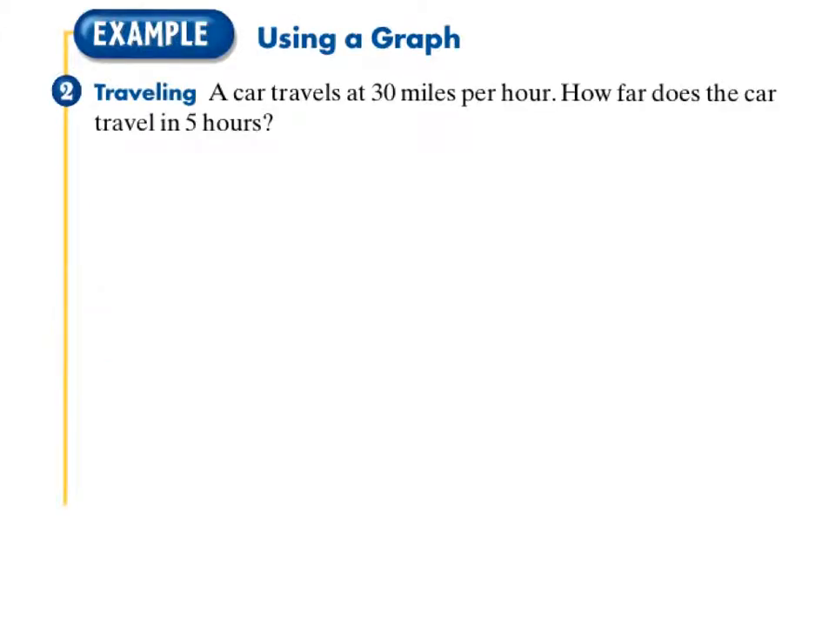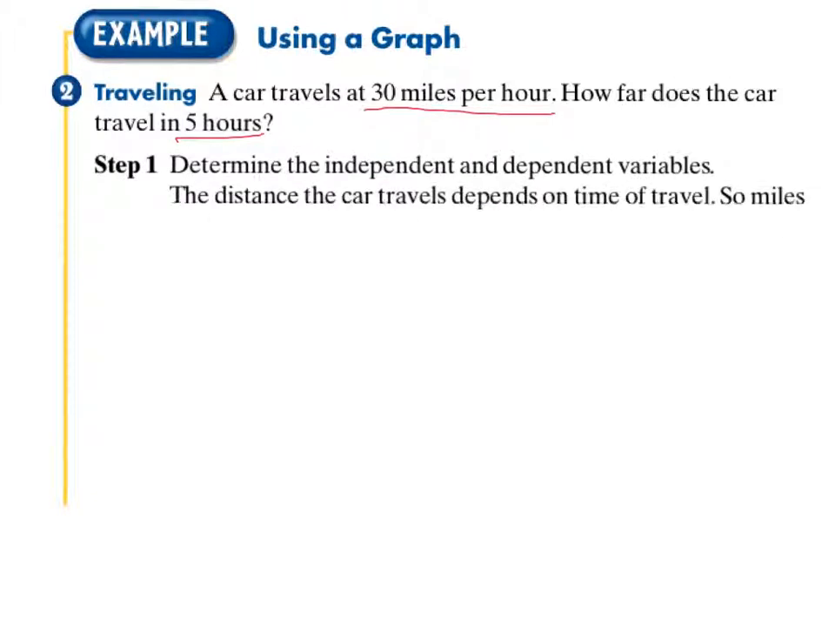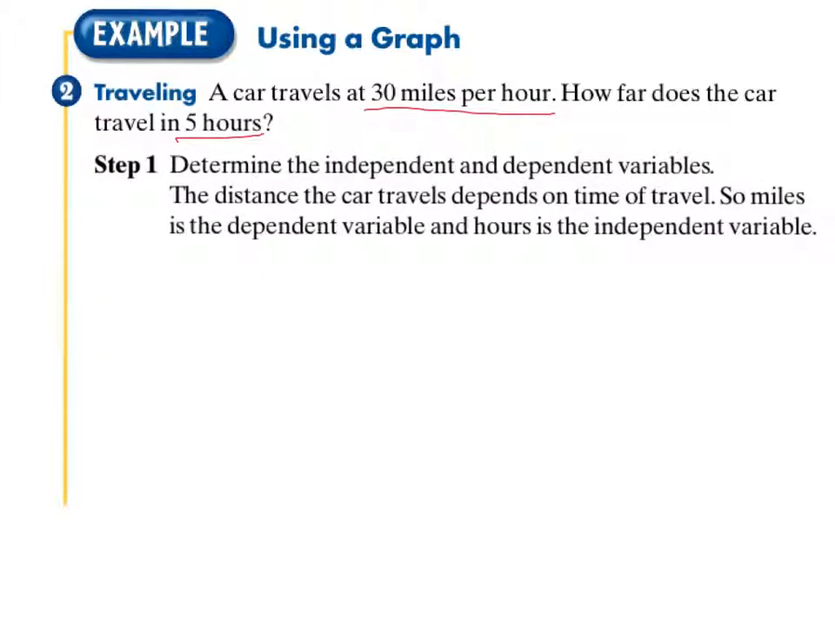Let's look at another example, this one using a graph. Say a car travels at 30 miles per hour. How far does a car travel in 5 hours? So again, step one is determine the independent and the dependent variables. The distance the car travels depends on the time of travel. So miles is the dependent variable and hours is the independent variable.